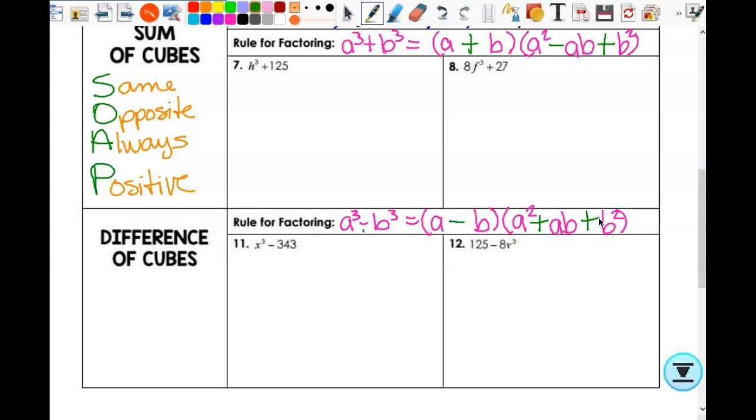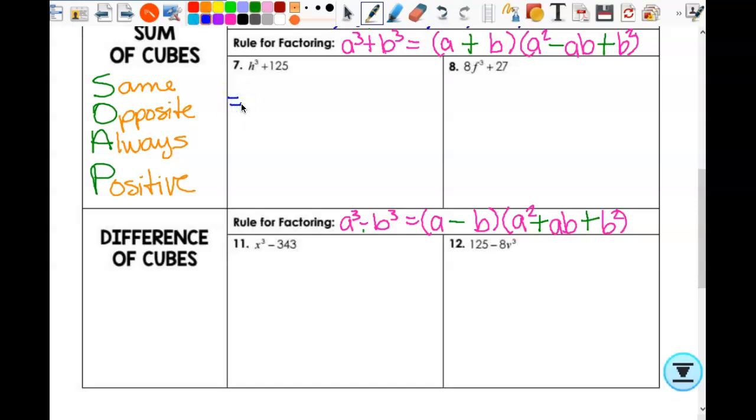So if you can remember the pattern to get the terms in there, and you remember SOAP, you can get the signs in there. And do whichever one first makes more sense to you. Okay, we good on that? All right, let's look at how this works, these actual equations here.